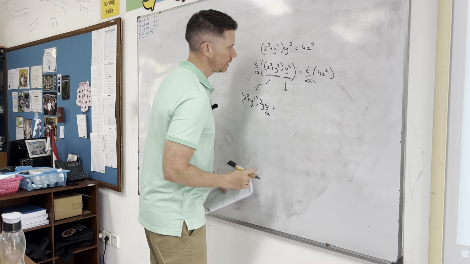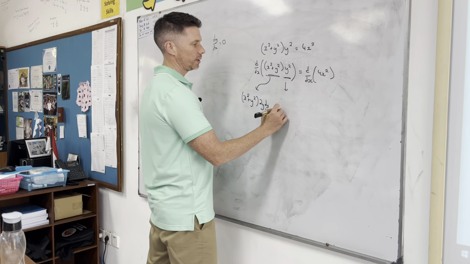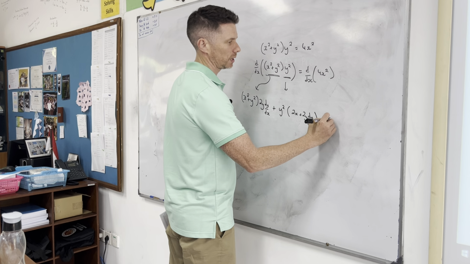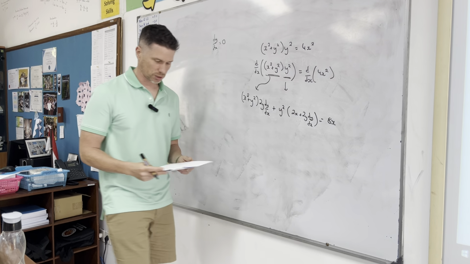Okay. Then I have to do y squared by the derivative of this. So what's the derivative of x squared plus y squared? 2x plus 2y dy dx. Very good. And that does equal 8x. Okay, so at this stage then, what's my goal? Yeah, I want dy dx. I want that on its own.